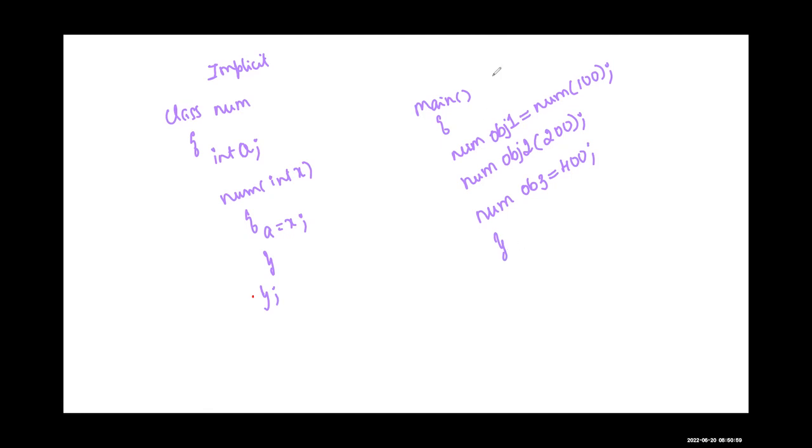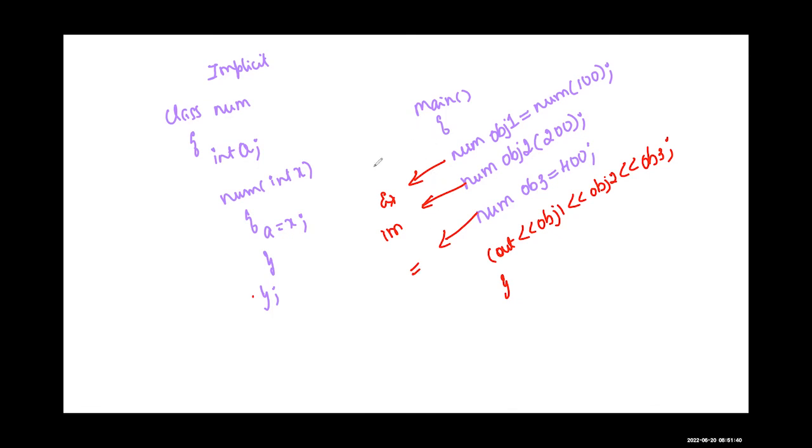Right, now suppose I write code for cout object 1, object 2, object 3. What would happen? Okay, now let us go through this. So I have combined the explicit call and implicit call. This is my explicit call, this is my implicit call, and this is using the equal to operator.